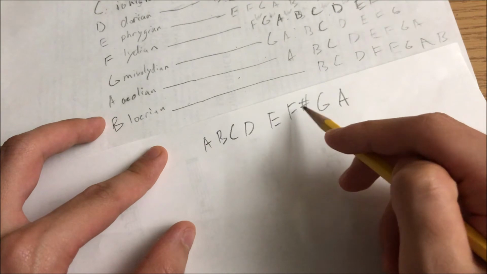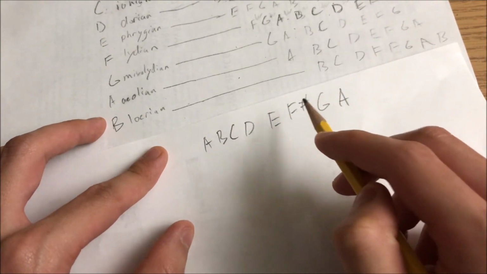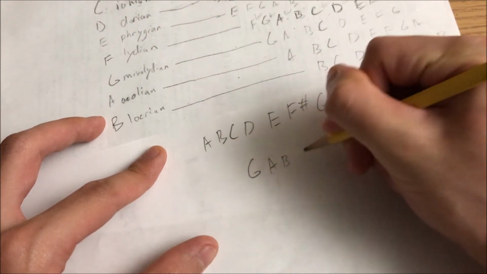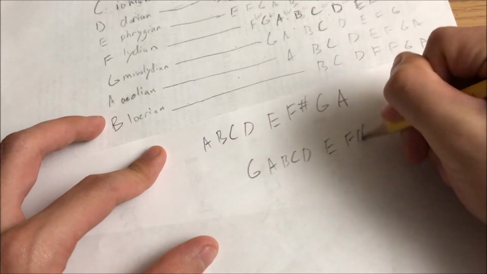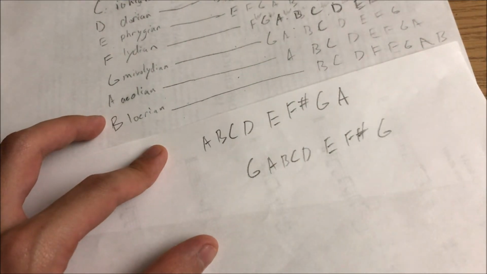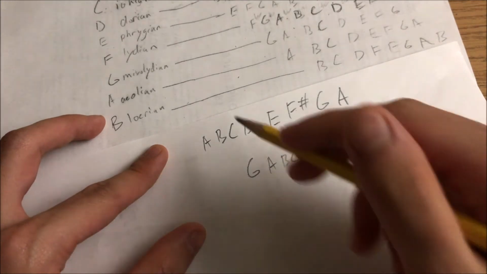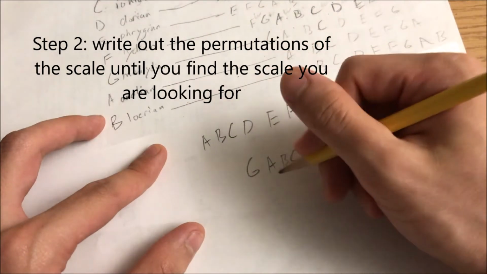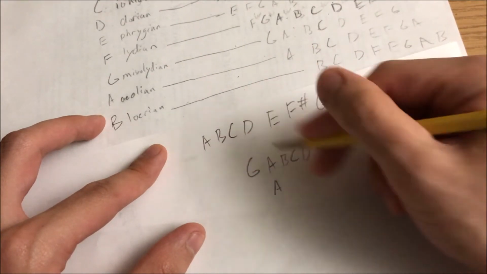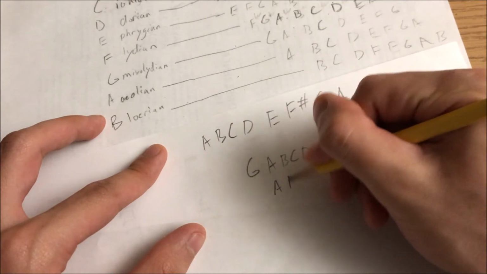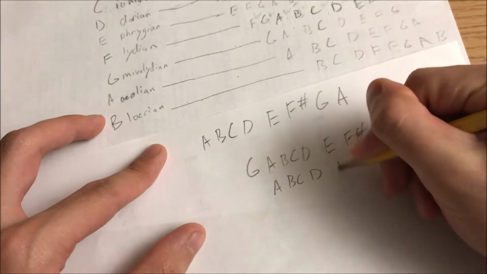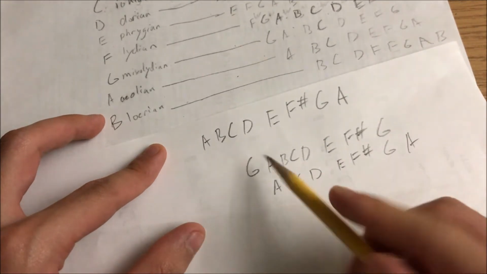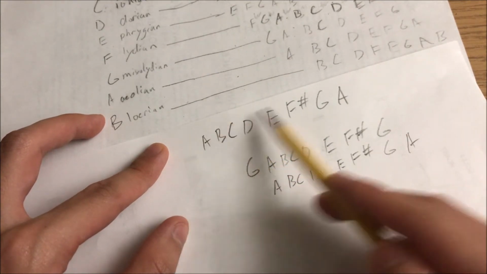So, which scale has 1 sharp? The answer is G major. So write out a G major scale. Alright, cool. We have a G major scale. Now, write out all the permutations of this scale until you come across this scale. Fortunately, within the first permutation of the scale, we have already come across the scale. Yeah, we've already come across this scale. So now we have found the scale.